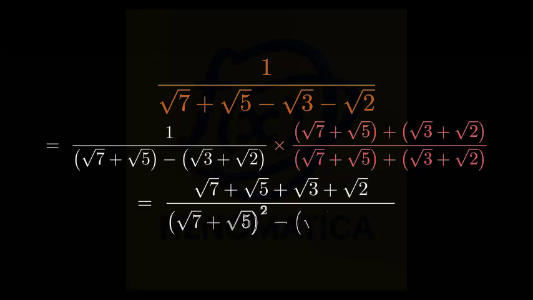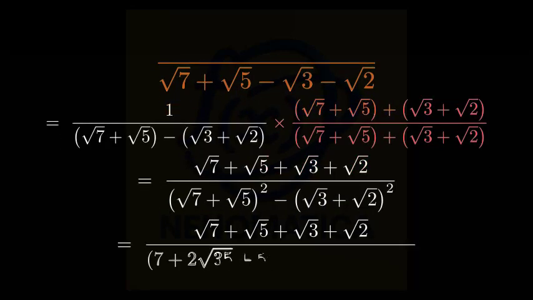Step 2. Using the difference of squares in the denominator, we get the numerator as a simple sum of the 4 radicals and the denominator as the difference of the 2 group squares. Step 3. Expand both squares. The square of square root of 7 plus square root of 5 equals 7 plus 2 times square root of 35 plus 5. The square of square root of 3 plus square root of 2 is 3 plus 2 times square root of 6 plus 2.